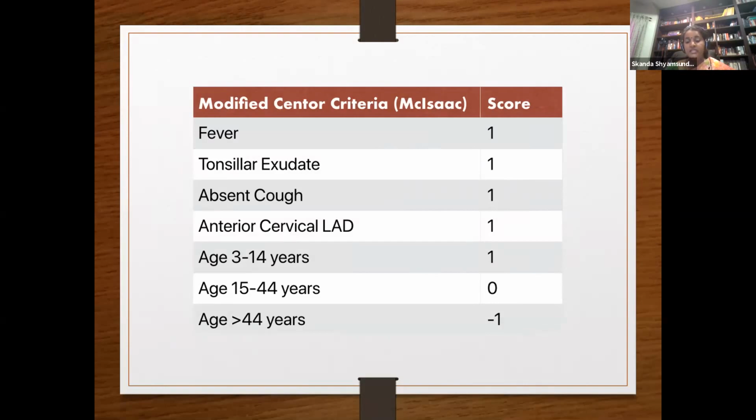If the age is between 3 and 14 years, you give 1 point. If the age is more than 44 years, you take away a point.